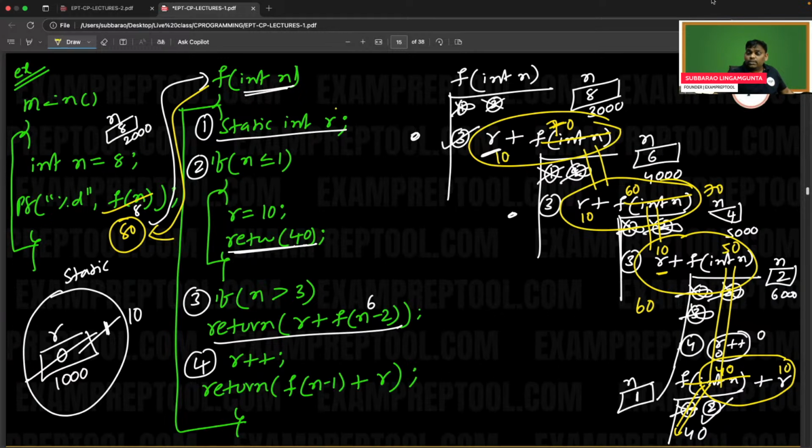If you use it directly, there is no problem. See this one, static variable, if you postpone it. I'm repeating once again: static variable, if you postpone, it will create a problem.